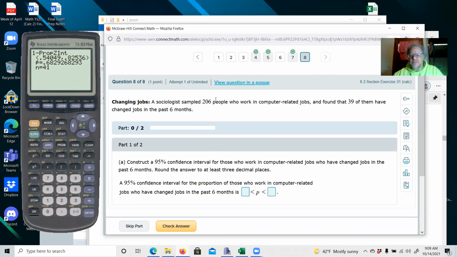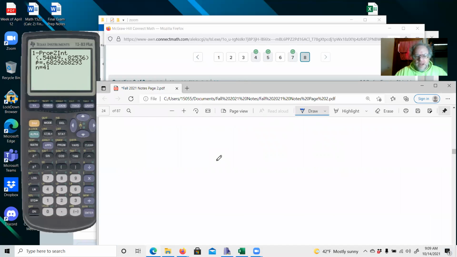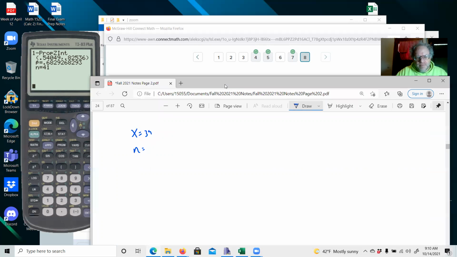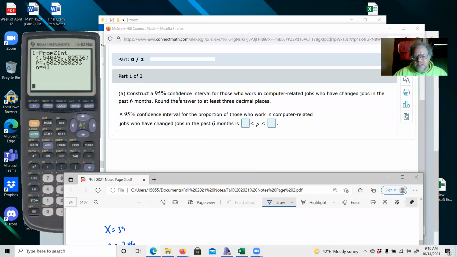we have a total of 206 people. 39 of them have changed jobs. Okay, let's write that down. So our X is equal to 39. Our N is equal to how many people total did we interview? We said 206 people. All right. So let's see here. Construct a 95% confidence interval for those who have changed jobs in the computer industry for the past 6 months. Okay.